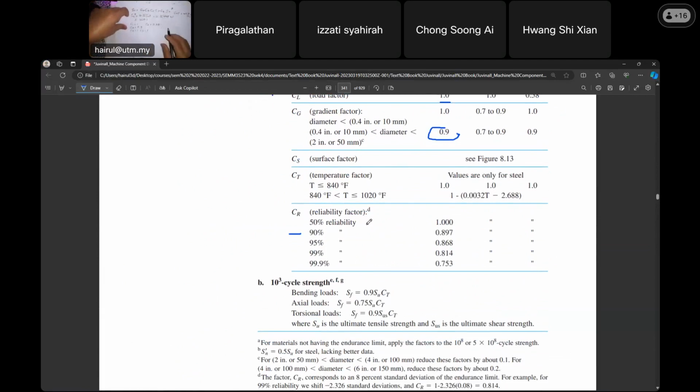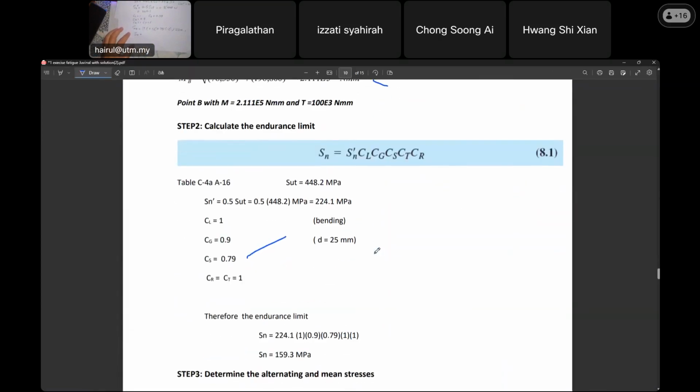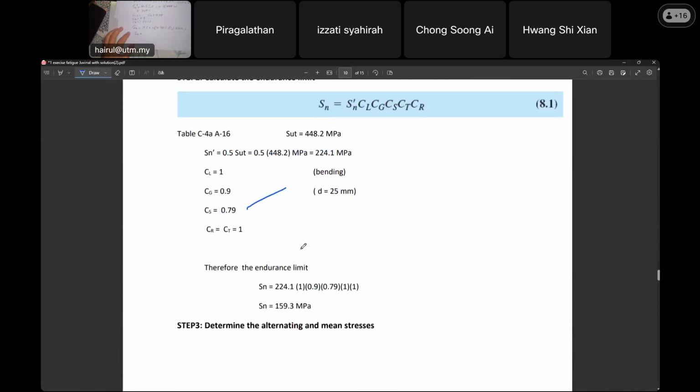So you just substitute the values. Load factor CL is 1, gradient factor is 0.9, CS factor is 0.79, CT is 1, CR is 1, times SN prime, which is 224.1. So your endurance limit, which they already calculated at the beginning of the solution, is 159.3 megapascal. This will be your denominator in the equation.